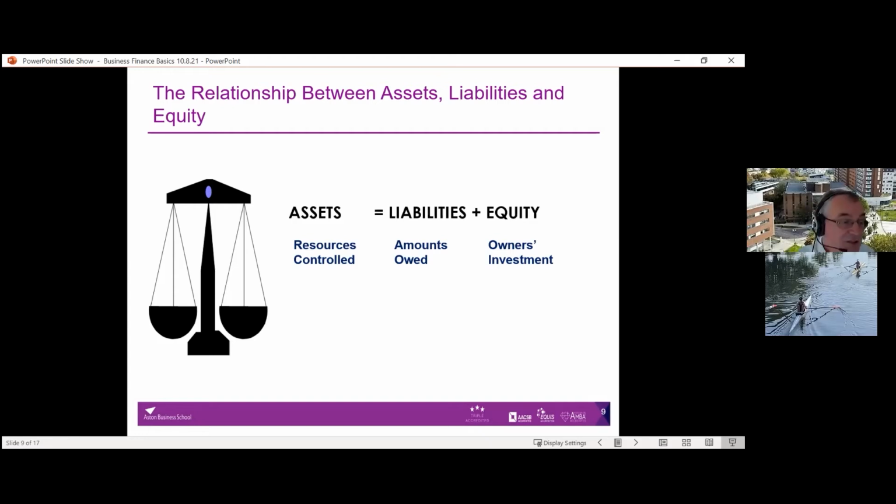Assets are the resources that are controlled, but they have to have been financed. So how has the business financed its assets? Well, either through liabilities, money owed, perhaps to the bank, perhaps to suppliers, or through the owner's investment, the equity. And all balance sheets balance because what we've got has to have been paid for somehow. So I'm going to give you an example.